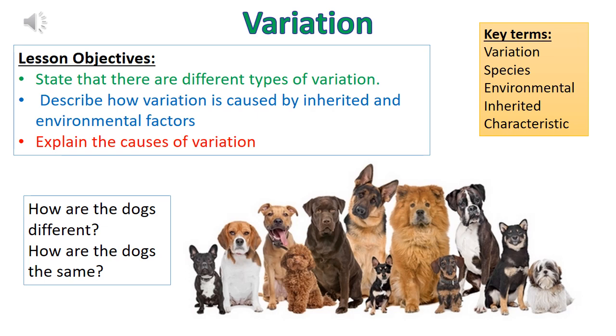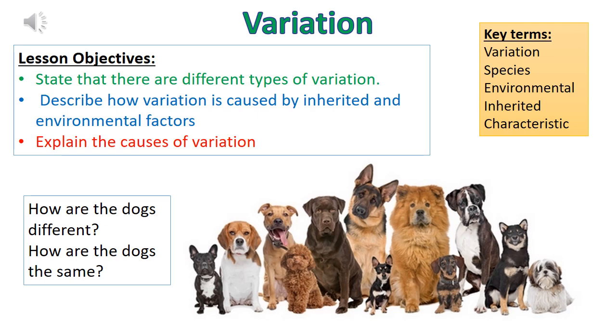The key terms we've got for this lesson are variation, species, environmental, inherited, and characteristic. Our lesson objectives today: we are going to state that there are different types of variation. We're going to describe how variation is caused by inherited and environmental factors, and we're going to explain the causes of variation.